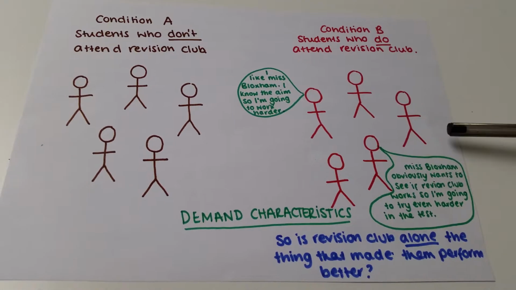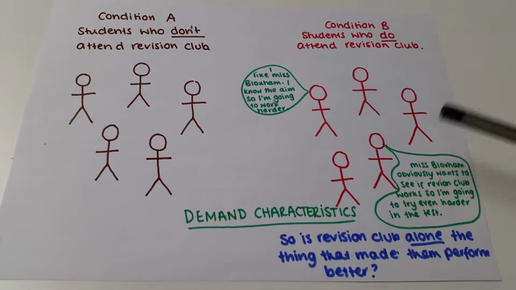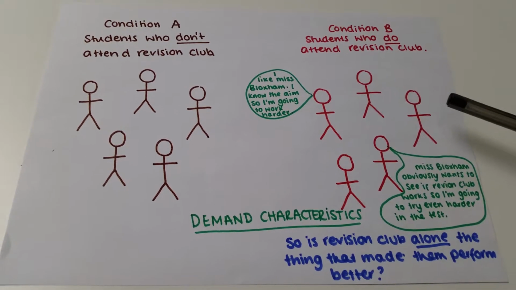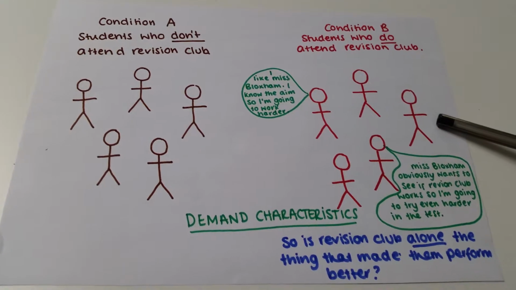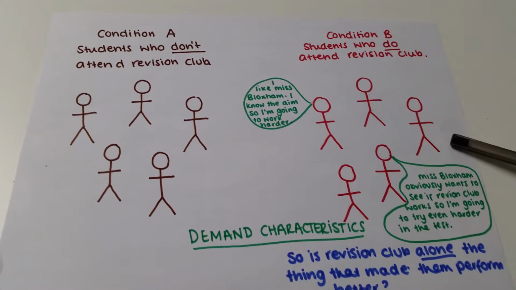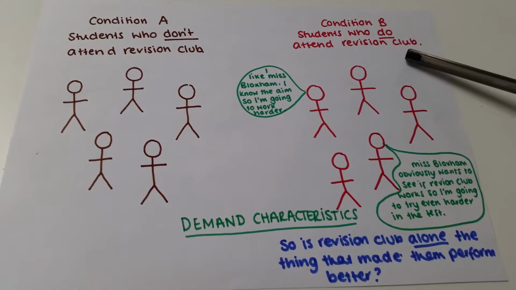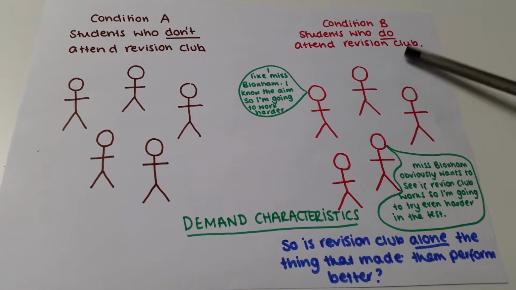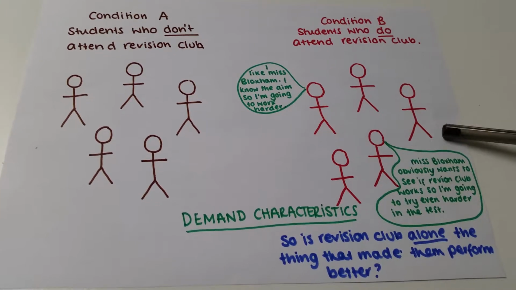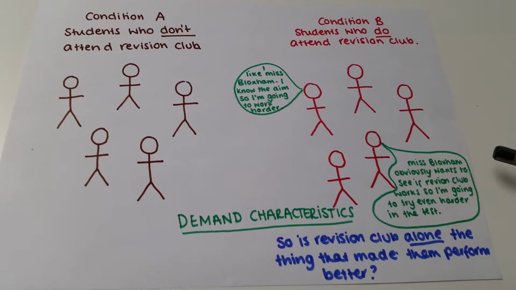They want to fit the aim. They want to fit it because they like me. They want to go along with what my aim is. So they're going to work extra hard in the test compared to condition A. So they're working really hard to get the answers right. The reason that they've got the higher test results then is not because they went to revision club, but because they tried harder than condition A in order to fit my aims.